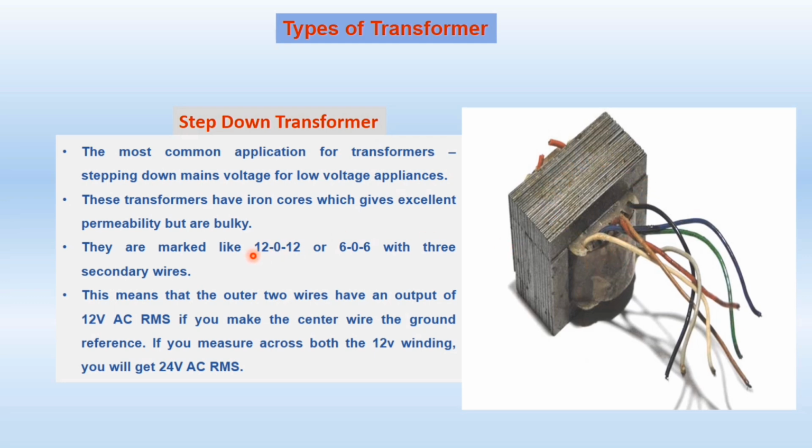Suppose we have 12-0-12 written on the secondary side. This 12-0-12 means the first wire, and this middle one is the common wire, and the third one is also a 12 volt wire. So if you connect your load between the first and second wire, you will get 12 volt. And even if you connect your load between the third and the middle wire, then also you will get 12 volt. But if you connect your load between the first and the third wire, both are the 12 volt wires, so in total you will get 24 volt.